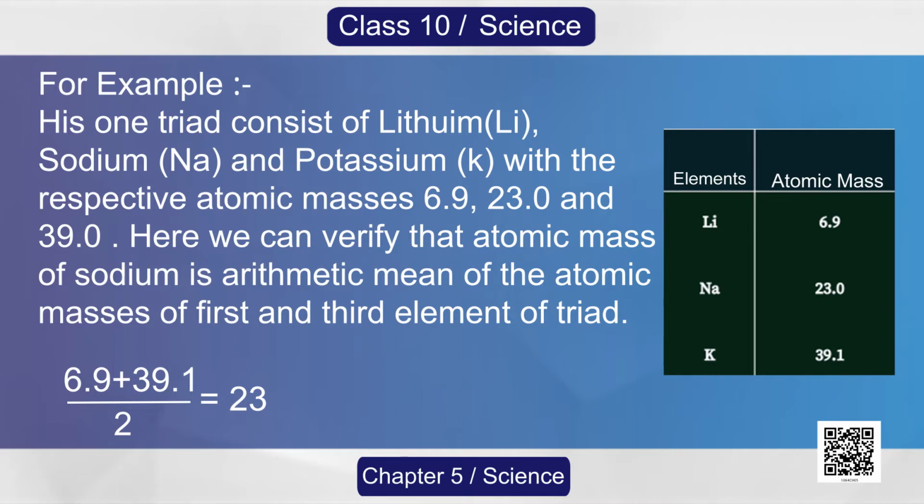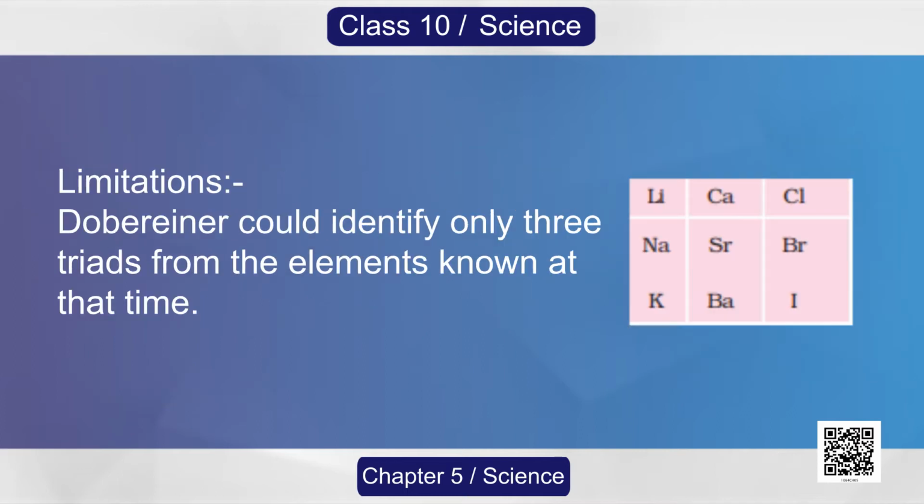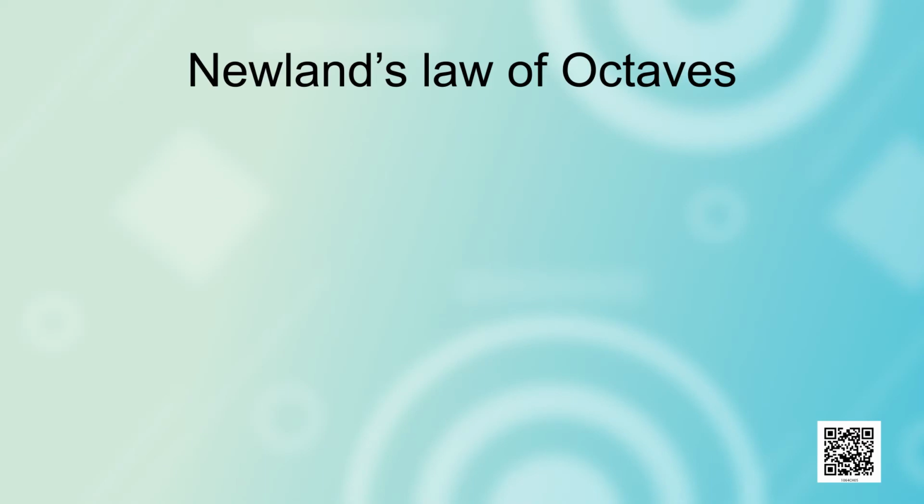Dobereiner's classification was helpful in classifying some of the elements, but it had some limitations. Dobereiner could identify only 3 triads from the elements known at that time. Hence, this system of classification of elements into triads was not found to be very helpful. Now, dear students, let us learn about Newlands' law of octaves.